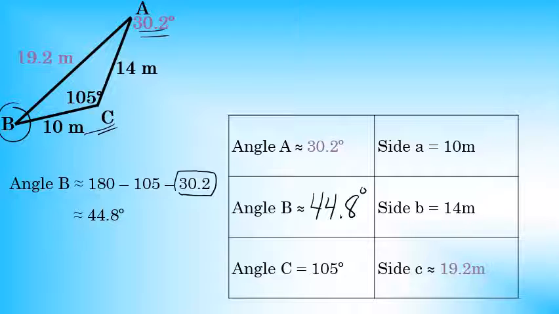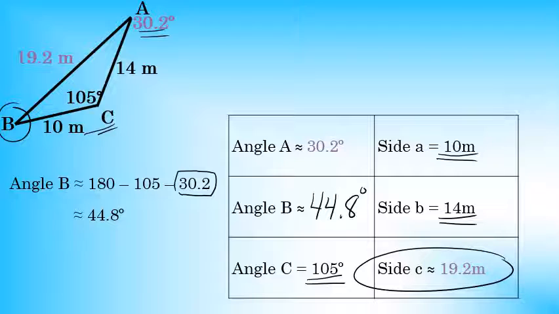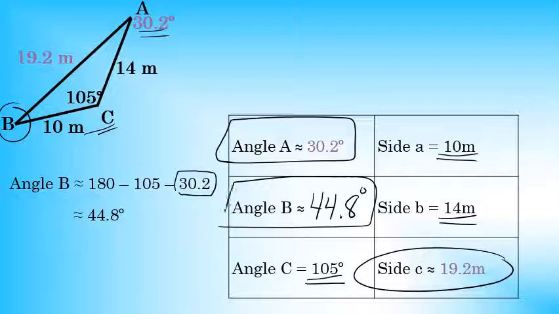We've now solved the triangle that was given in this original problem. In this original problem, we were given two sides and their included angle. We used the law of cosines to find the remaining side, side C in this case, to be 19.2 meters. Once we knew what side C was, we could use the law of sines to find angle A, and then simply subtract from 180 to find angle B.